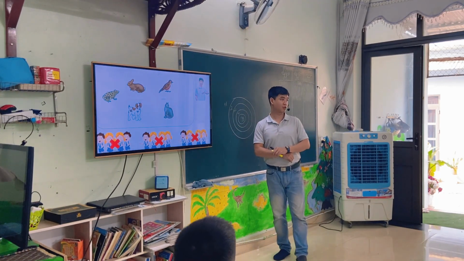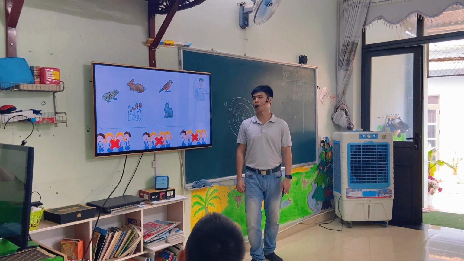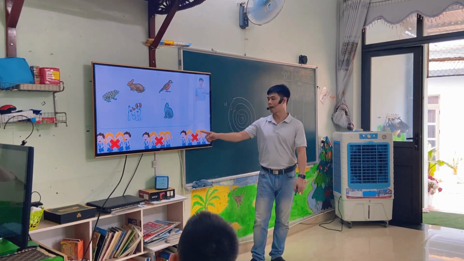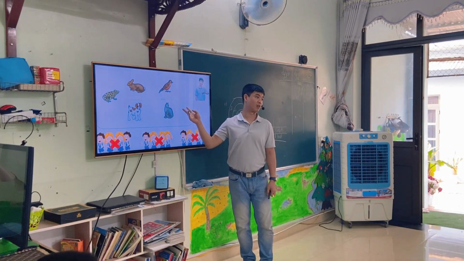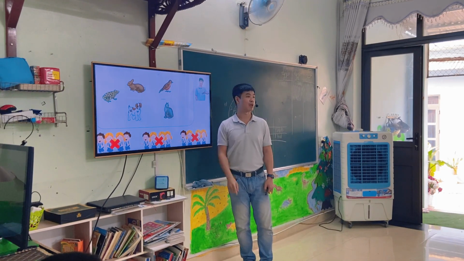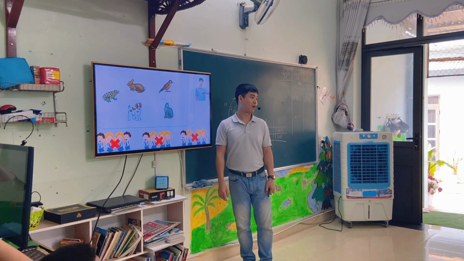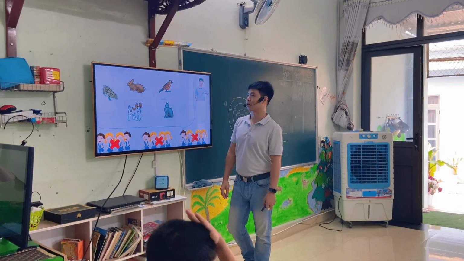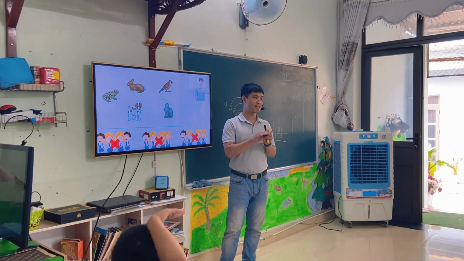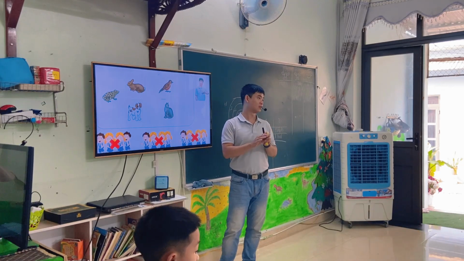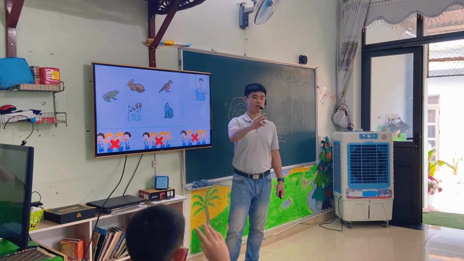Now, each group, one student comes here and stands in front of the other students. Look at your friends, and everyone in the class don't say anything. Look at the screen, and if you see a picture spinning, help your friends know what picture it is by doing the action. When you see a frog, you don't make the sound or say the word. You can do like this.